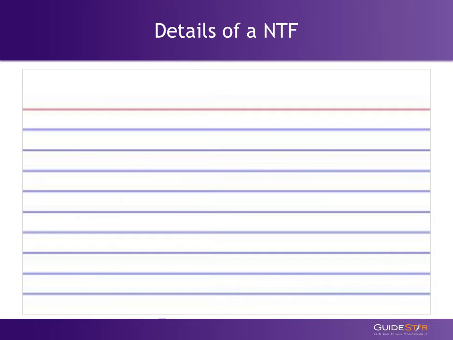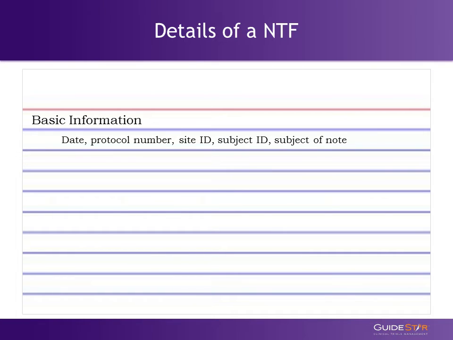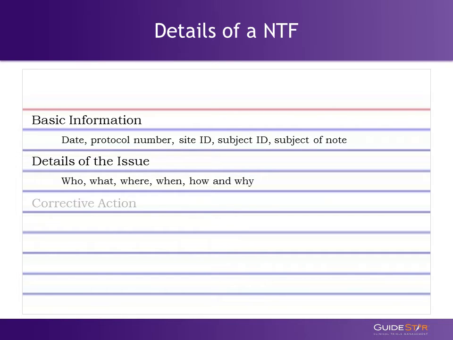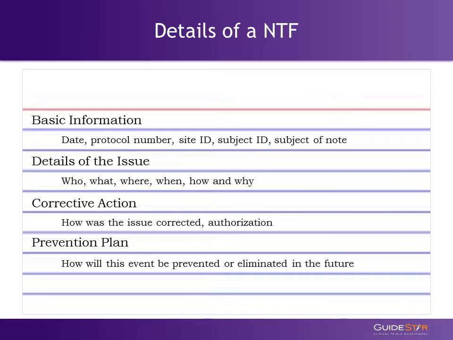A proper note to file should have the following parts. Basic information. This includes date, protocol number, site identification, subject initials or number, and subject of the note. A detailed account of the issue, the who, what, where, when, how, and why of the problem, the corrective action taken and by whom it was authorized, and a plan on how this event will be prevented or eliminated in similar situations in the future.